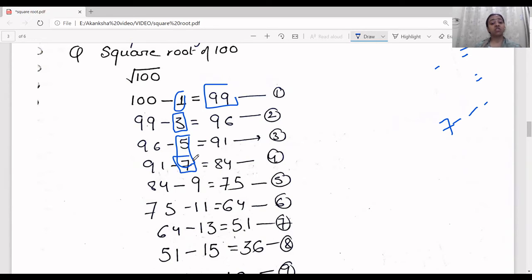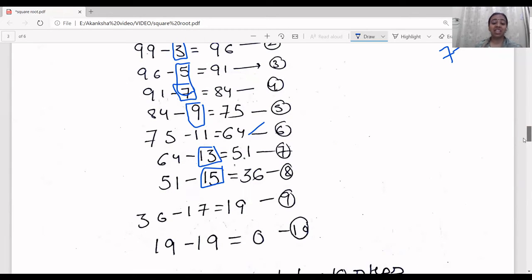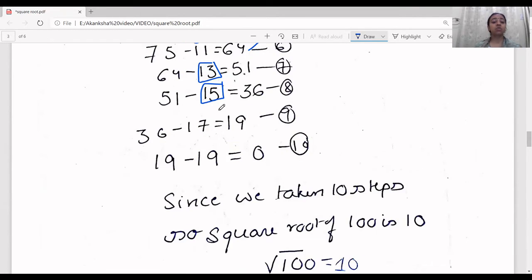After which, the next odd natural number is 7. When I subtract 7 from 91, I get 84. The next odd natural number is 9. When I subtract 84 minus 9, I get 75. 75 minus 11 is going to give me 64 because this is the next odd natural number. And after 11, 13 is the next odd natural number. And similarly, 15 is the next odd natural number. We'll keep on subtracting until we get a 0. So subtraction will be done till 19. So 19 minus 19, the last number, is going to give me 0.